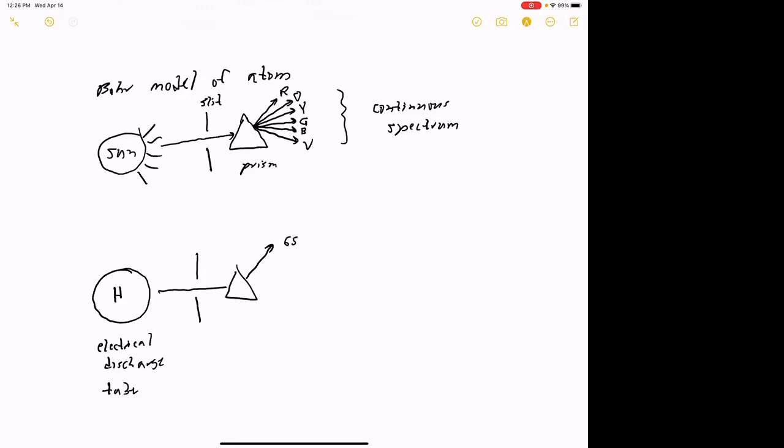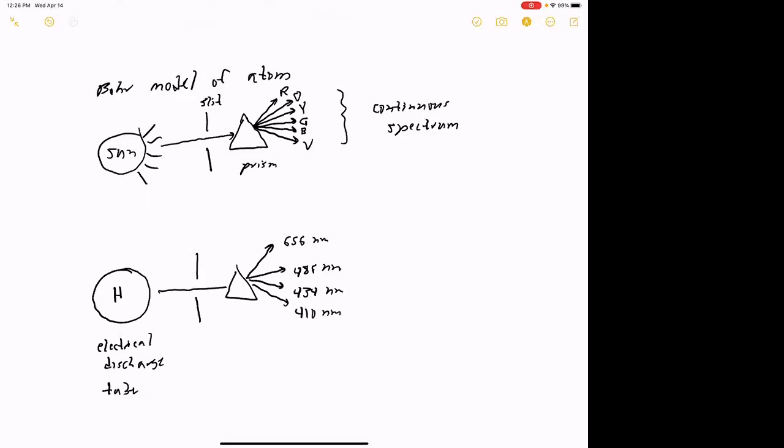So you get a line at 656 nanometers. You get another line coming out at 486 nanometers. You get another line coming out at 434 nanometers. And then you get a last line. This is just the ones in the visible part of the spectrum, but about 410 nanometers.